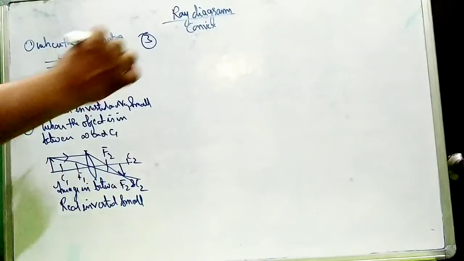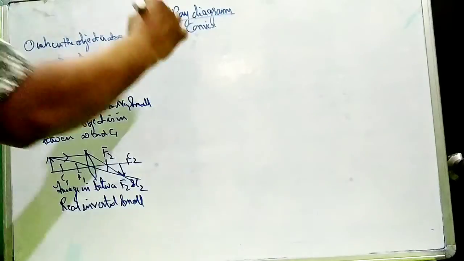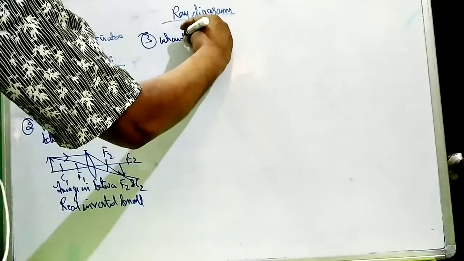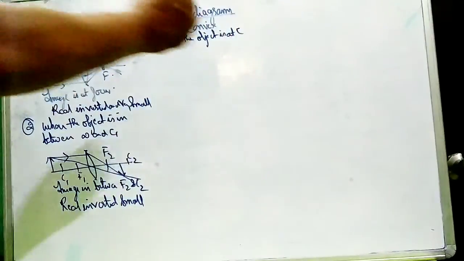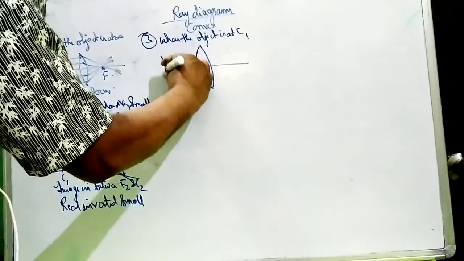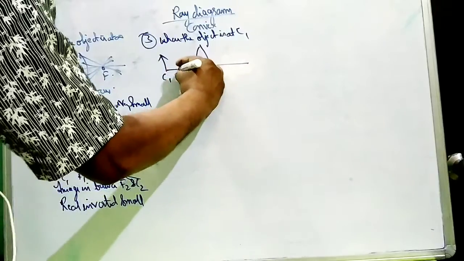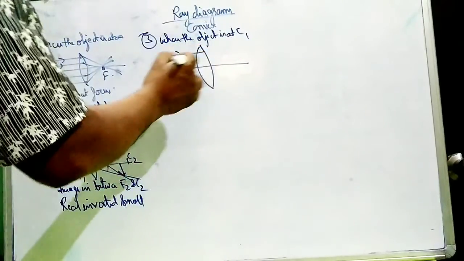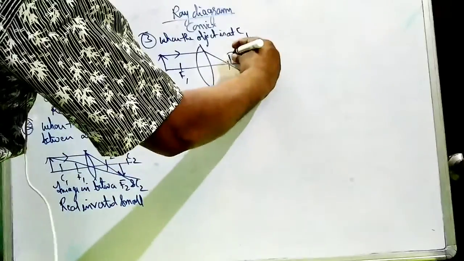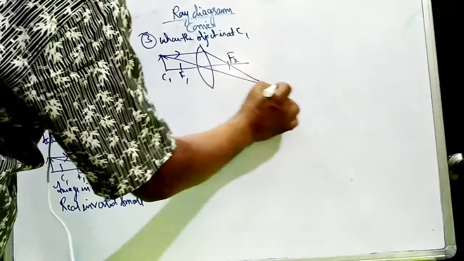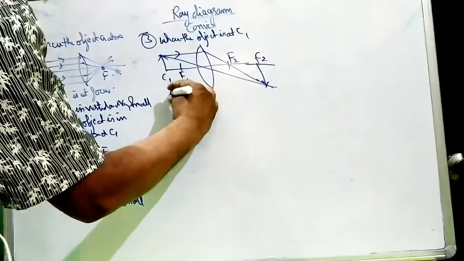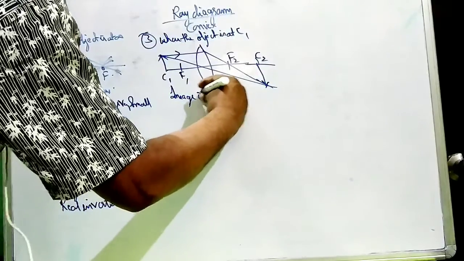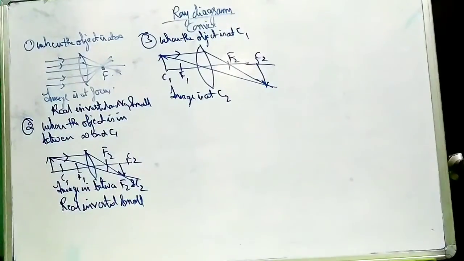Number third, when the object is at center of curvature, C1. It means it is lying entirely on the center of curvature. This is first focus. If the ray is parallel to the principal axis, first of all it will pass through f2. Second, if it is passing through the optical center, it will meet at center of curvature C2. So the image is at center of curvature.